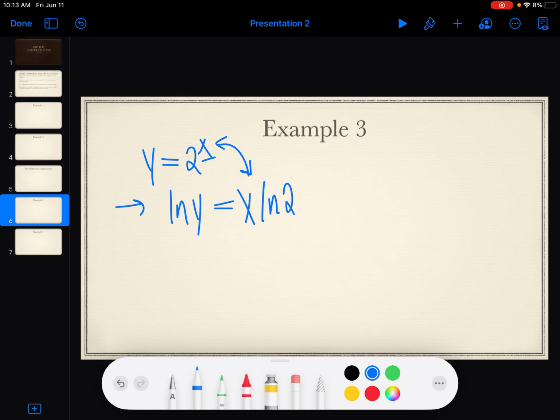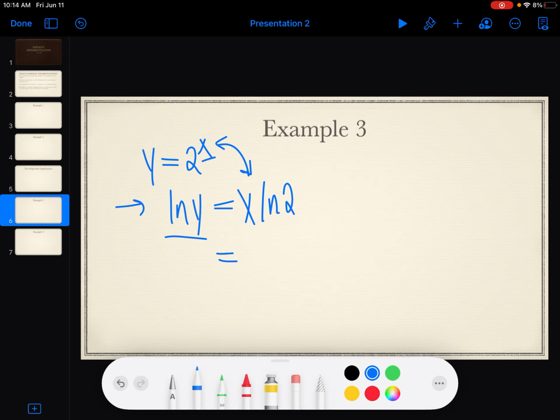We notice something: y isn't on its own. It's got something acting on it. It's ln y is equal to x ln 2. It's not exactly explicit because we've got something acting on y. So let's take the derivative on both sides again. Let's do the right side first because that's easier.